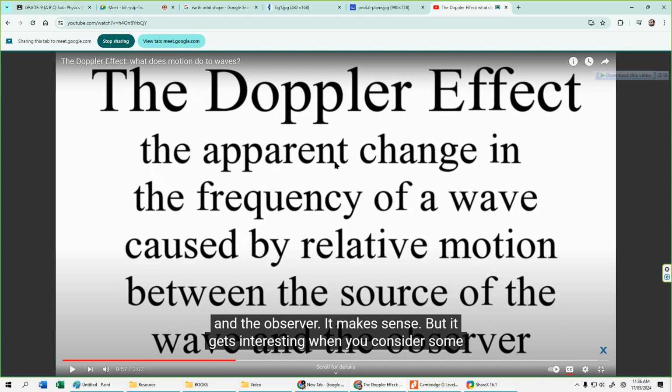So the person who is observing is detecting a different frequency. So that change he is experiencing is not actually true for the source. The source is producing a fixed frequency, but the observed frequency happened to have become different.